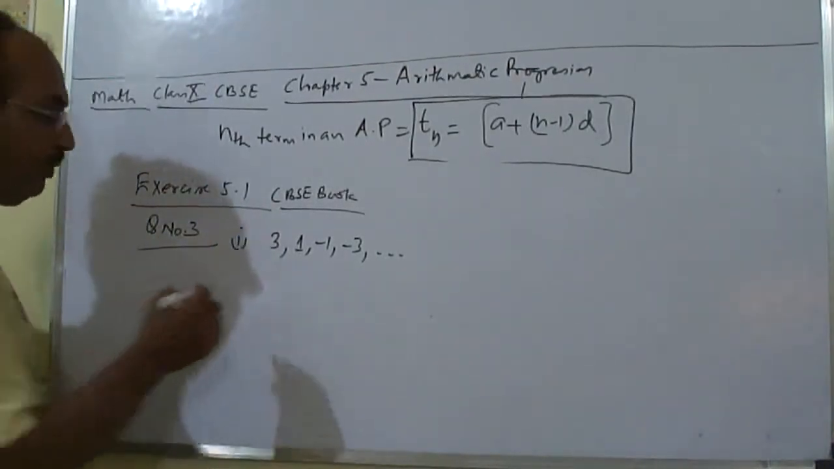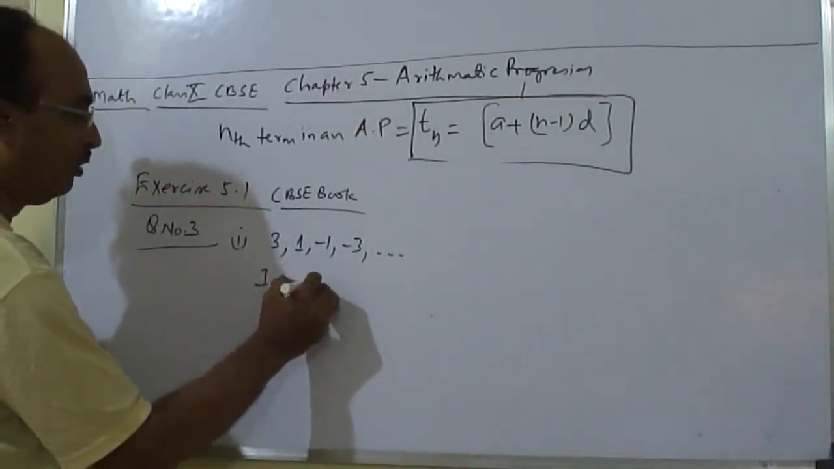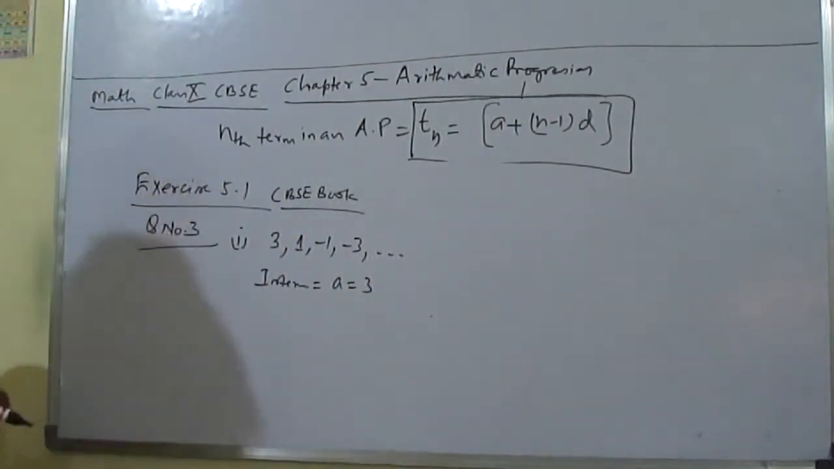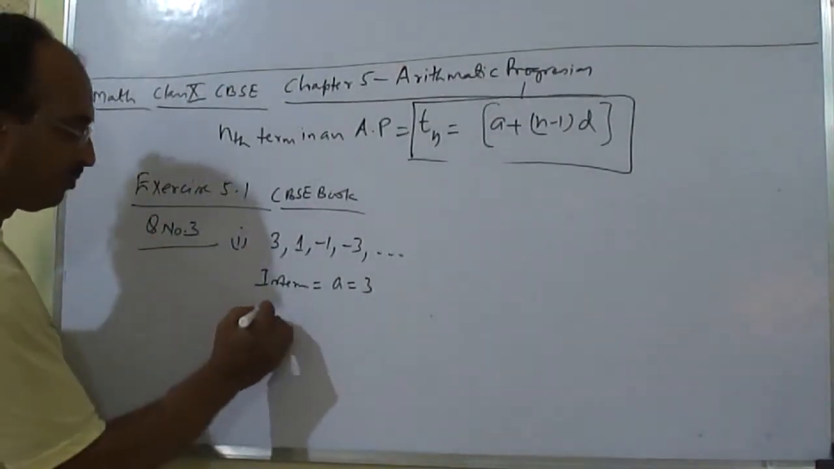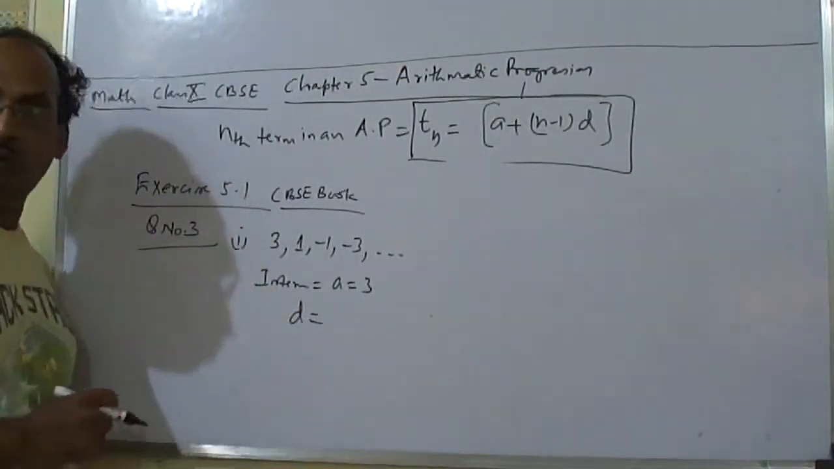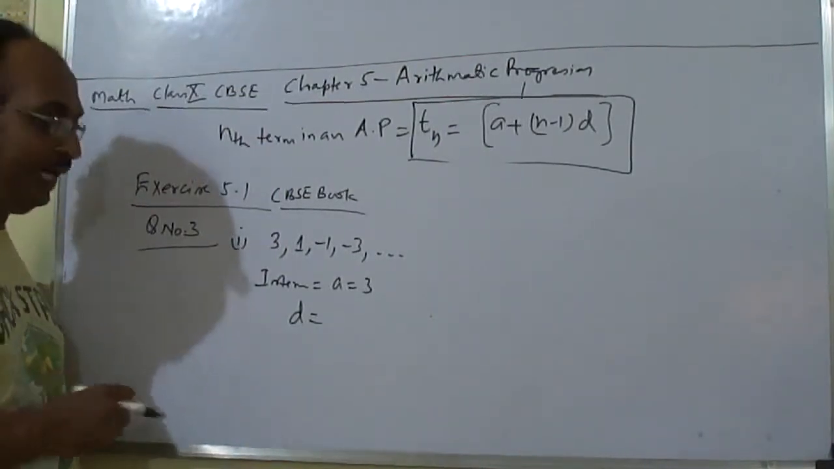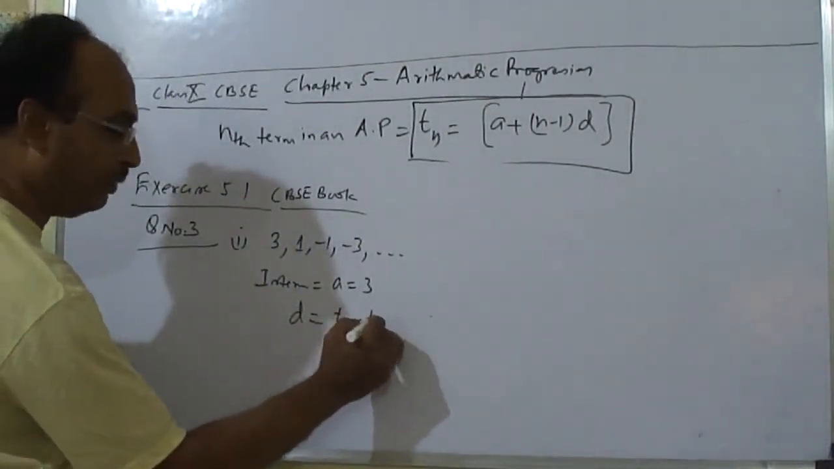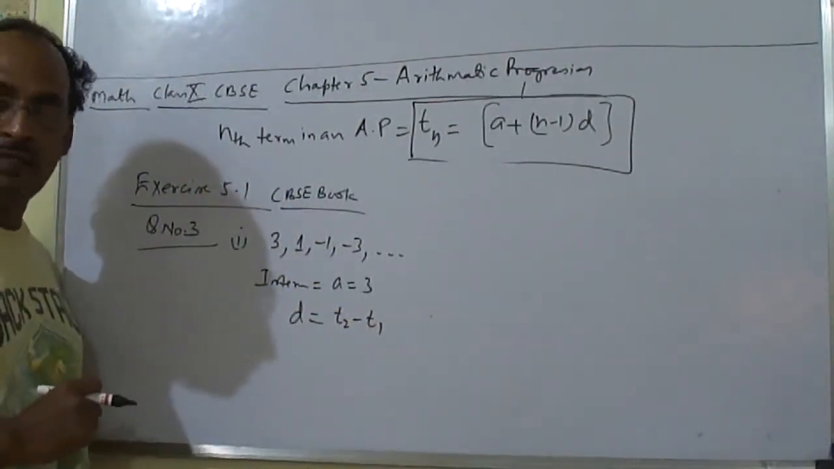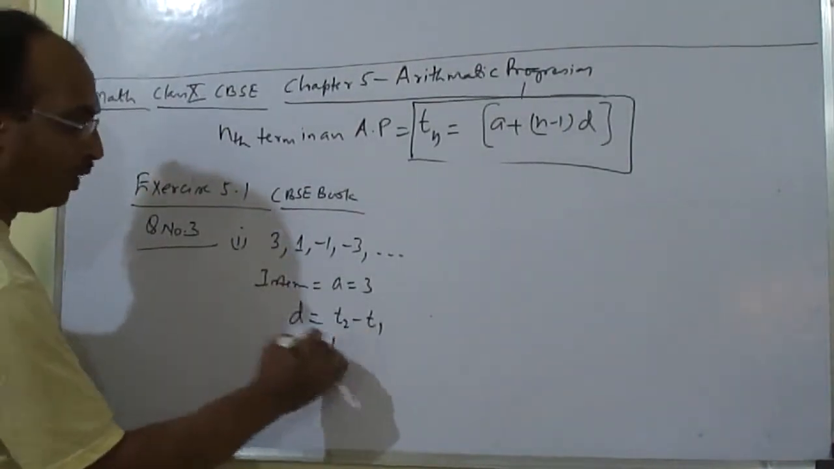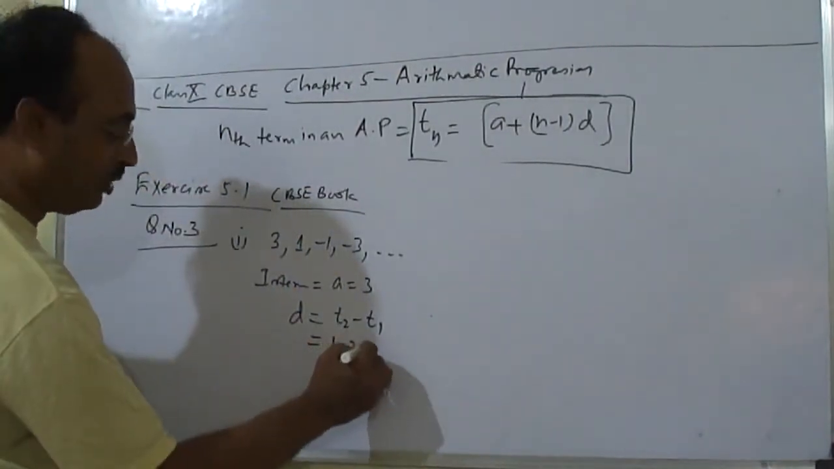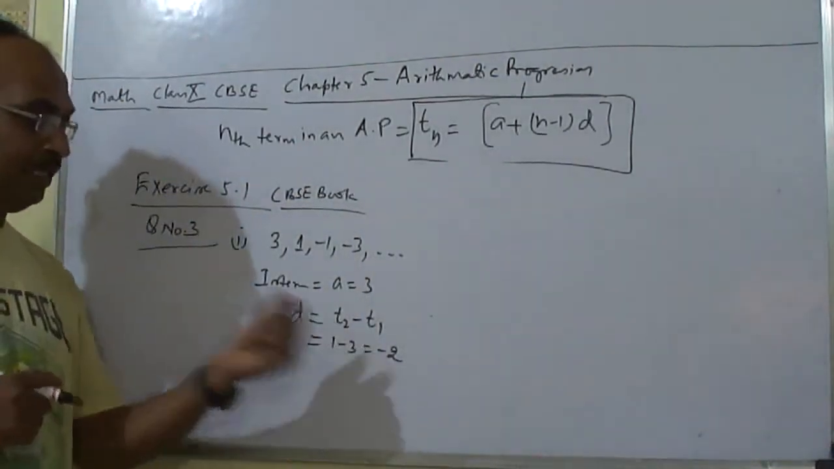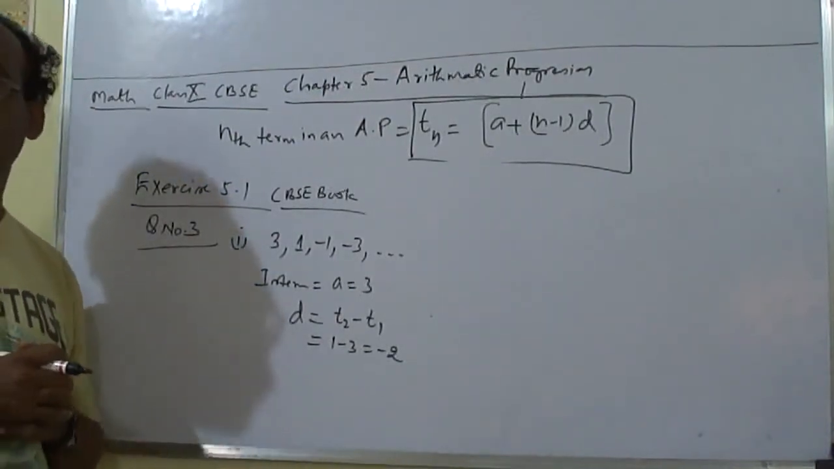So first term, if we have to find, will be equal to 3 only. Then common difference D. How are we finding common difference? Second term minus first term will give it. So T2 minus T1 will give you common difference. T2 is 1 minus 3, so it is giving you minus 2. Understood? So the common difference is minus 2 here.